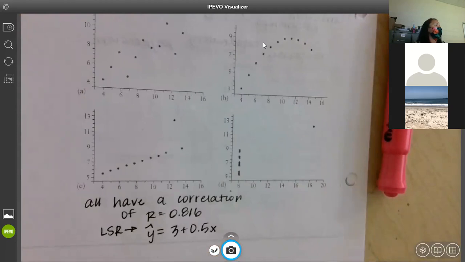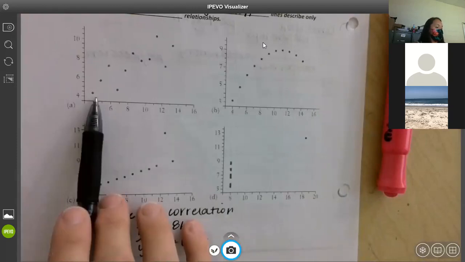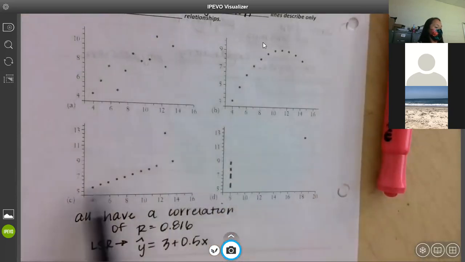But that doesn't mean that that line is a good fit for every single one of these data. Does that make sense? They're not. I'm just telling you what they are. So this is what they're showing you, is that all four of these graphs have an R of 0.816, and their y-hat, or their prediction line, is 3 plus 0.05x. But look at all the variation that you're going to have in certain ones of these.